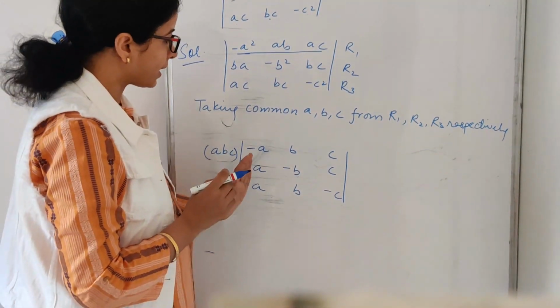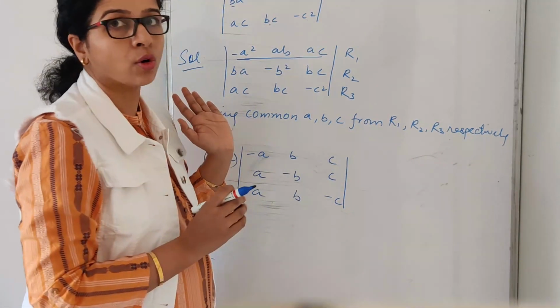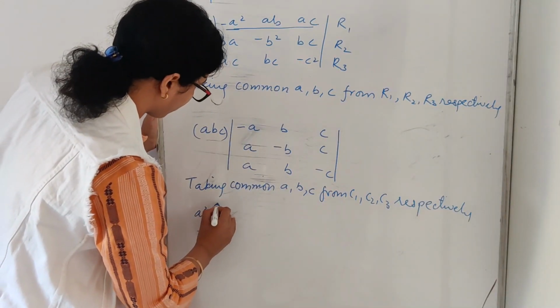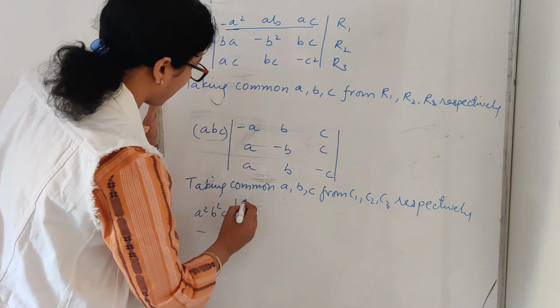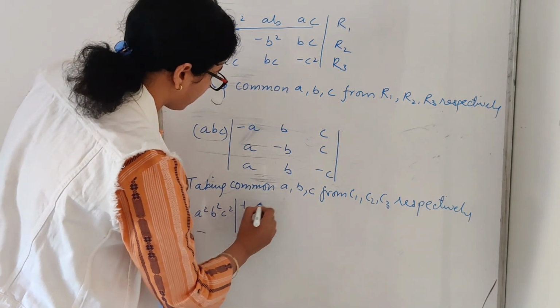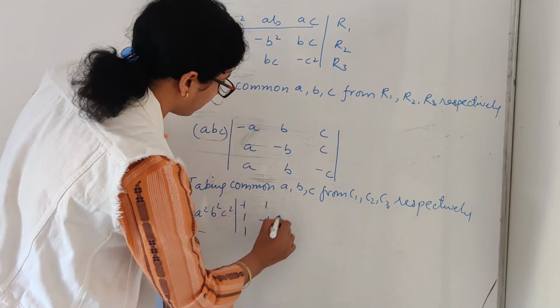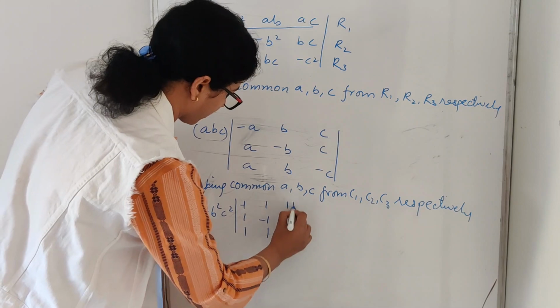Now again I can take out common a, b, c from the column. So what you are left with is a square, b square, c square, and minus 1, 1, 1, 1 minus 1, 1, 1, 1 minus 1.